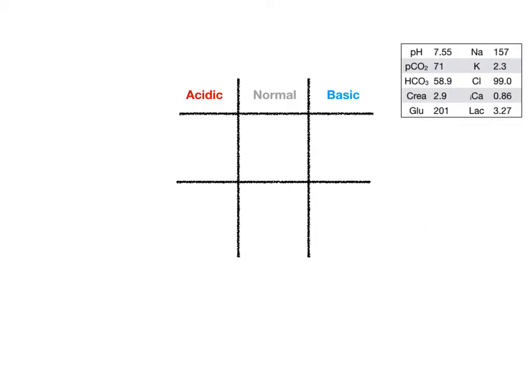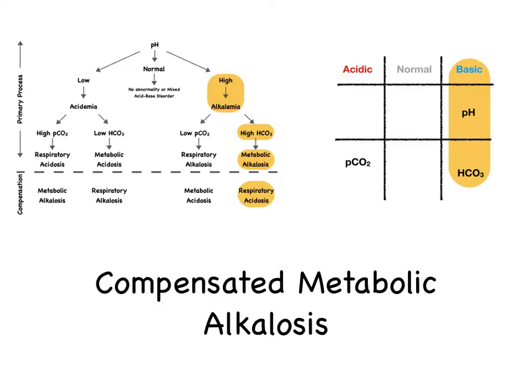So for those who prefer the tic-tac-toe method, we're going to look at the pH, and we see that it's 7.55, which is high, and therefore that's basic. The CO2 is 71, which is really high, which is an acidifying process, so acid. And a high bicarbonate is going to go over under the basic column. The pH and the bicarbonate line up in the same column, so we have a metabolic alkalosis as the primary problem and a respiratory compensation with a respiratory acidosis. So it looks like our patient is a compensated metabolic alkalosis.